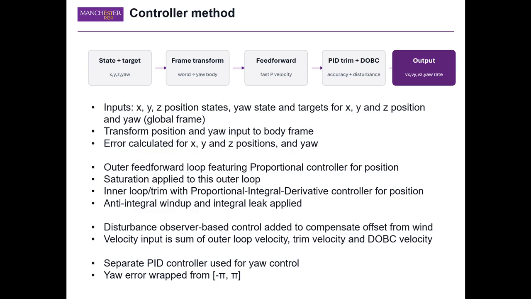Integral saturation and leakage reduce windup, especially after target changes. When wind is enabled, the disturbance observer builds a compensation term from persistent error. Yaw is controlled separately using another PID loop. The main tuning difficulty was balancing speed and overshoot.